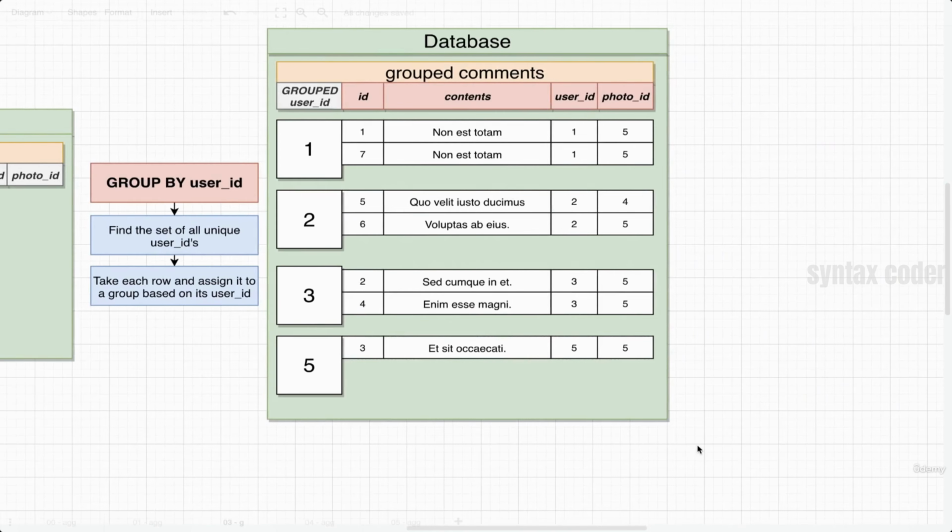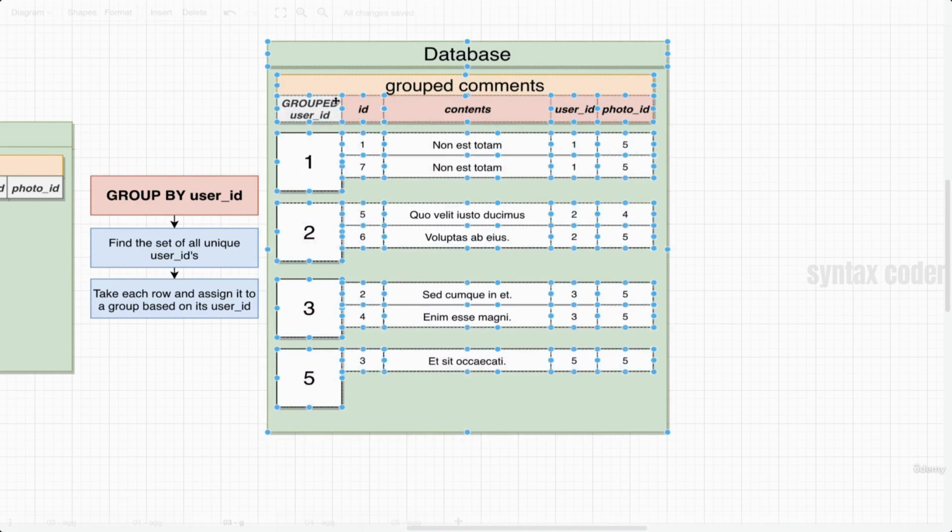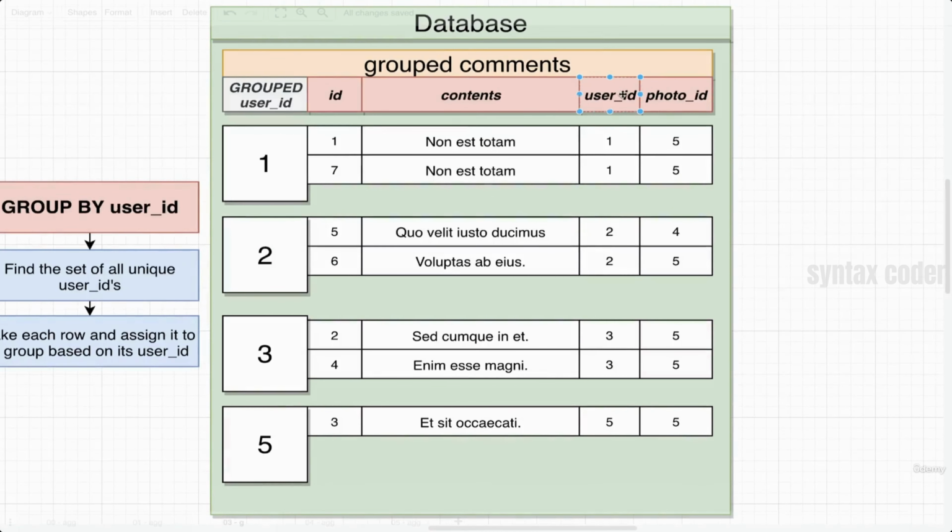So now on this processed table, notice how all the values inside the user ID column match up to each other in their respective groups. So the group for user ID number 1 has only rows that have a user ID value of 1. Same with 2, same with 3, and same with 5. So we can now try to select information out of this new temporary group table.